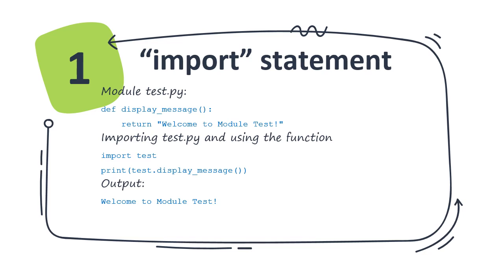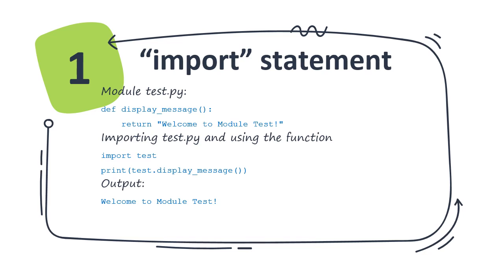Then again, how to import that module? import test. We have already imported the module. Then print. What do you want to print? test dot display message. We have called the function inside the module. Then the output is welcome to module test. So this is a simple example for the import statement.